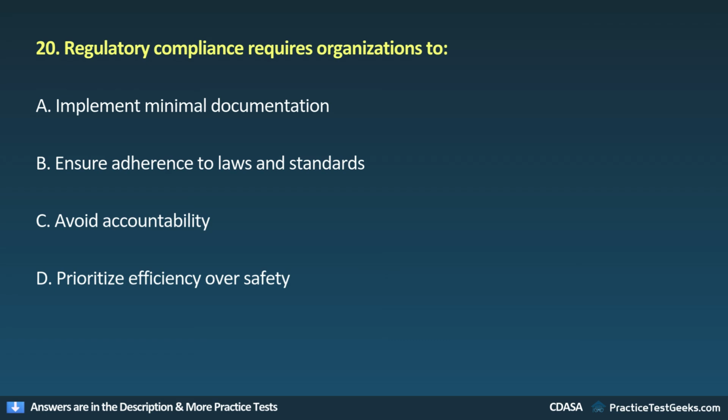20. Regulatory compliance requires organizations to: A. Implement minimal documentation. B. Ensure adherence to laws and standards. C. Avoid accountability. D. Prioritize profit.